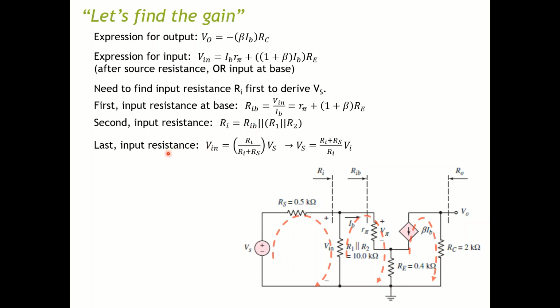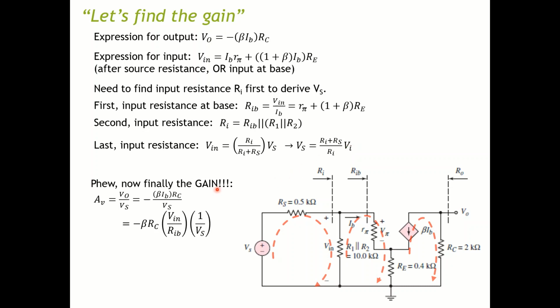Last, you can derive your source voltage using the voltage divider rule. So you can have Vin, this voltage here, equal to Ri over Ri plus Rs multiplied by Vs. Then you flip the terms over, and you get the expression for Vs equal to Ri plus Rs over Ri multiplied by Vin.